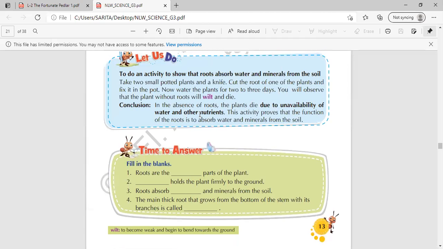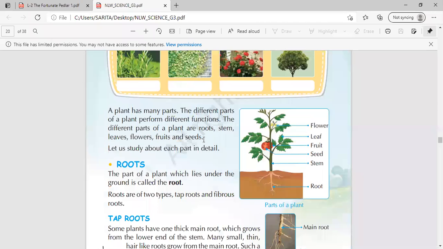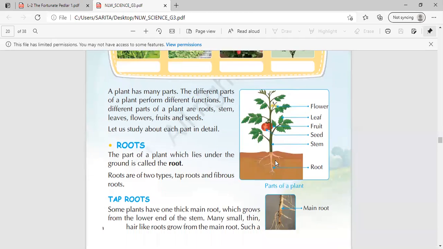Once again, look at the picture. This stem takes all the nutrients, water and minerals from the roots. The roots give and the stem takes all the nutrients from the root and sends them to all parts of the plant. It sends them to leaves, to flowers, to fruit. It sends the nutrients to all parts of the plant.